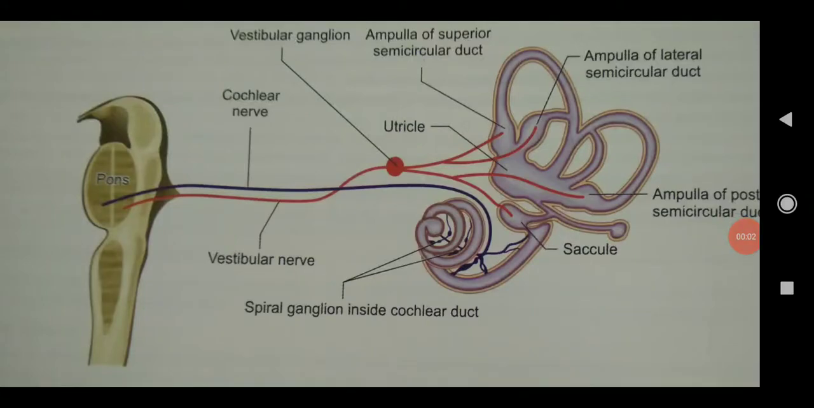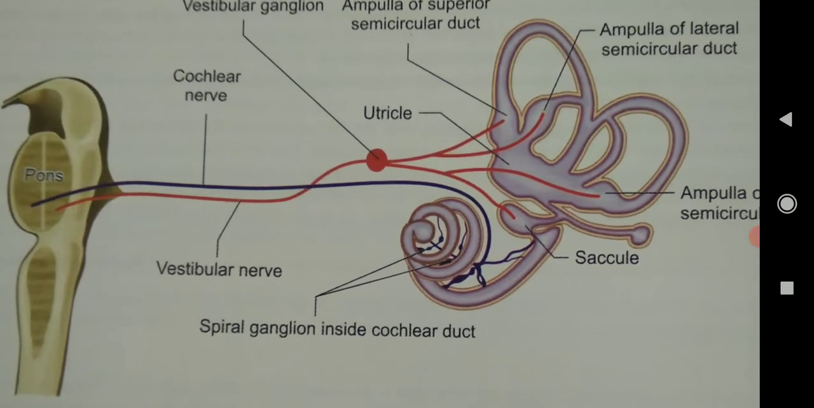Hello everyone. Today's interesting topic is the cranial nerve concerned with hearing and balance. So this is the eighth cranial nerve. It's also called the vestibulocochlear nerve. This cranial nerve is the major nerve which is arising from the inner ear. Let's see one by one.